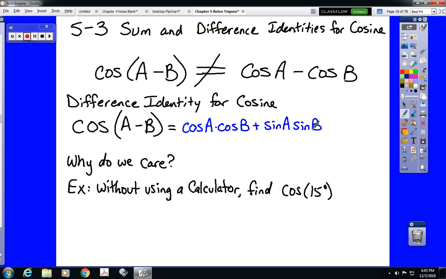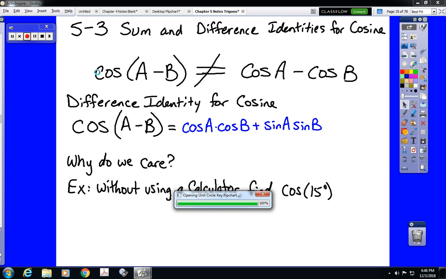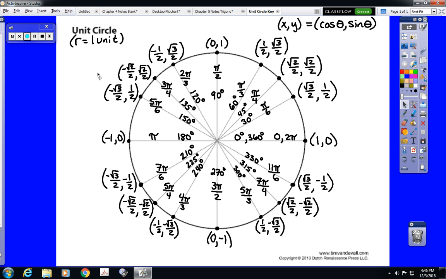So for instance, let's say that I wanted you, without using a calculator, to find the cosine of 15 degrees. Now, we have on our list of things that we should have completed by this point in trigonometry, I've already completed a unit circle. So let's pull that up here. The unit circle contains all kinds of helpful information. The basic point of it, though, is that since the radius is equal to 1 unit, these points around the outside have the coordinates cosine theta, sine theta, where theta is the positive rotation from the x-axis.